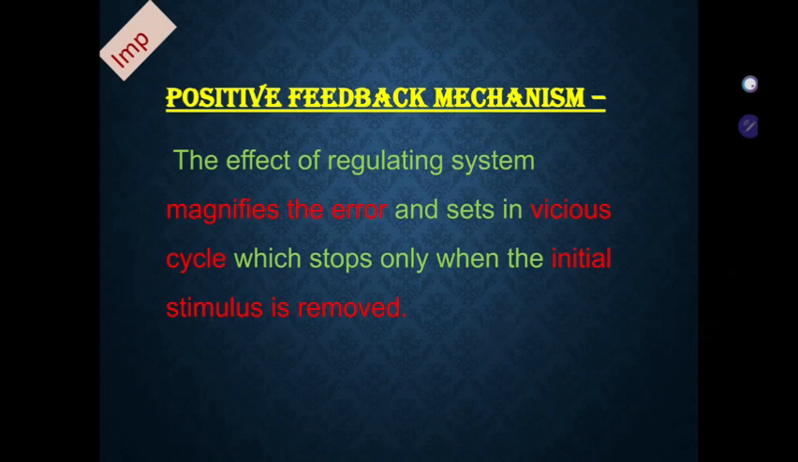The next mechanism is the positive feedback mechanism. It is defined as the effect of the regulating system which magnifies the error and sets in a vicious cycle, which stops only when the initial stimulus is removed.